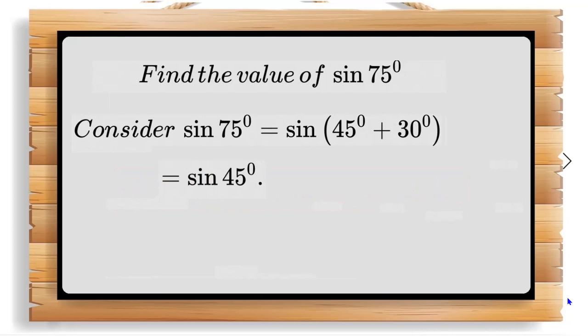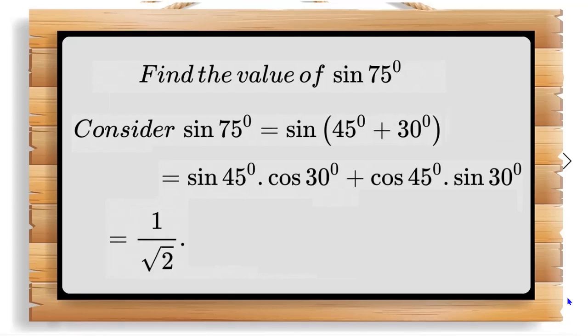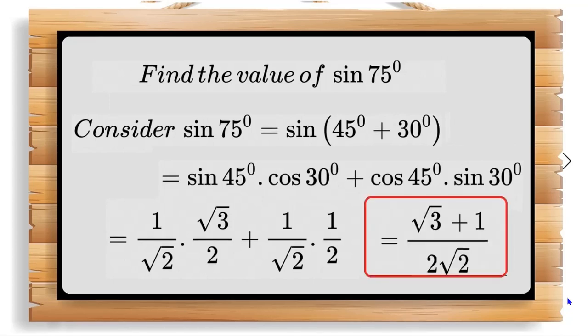And this is equal to sin 45 degrees into cos 30 degrees plus cos 45 degrees into sin 30 degrees. What is the value of sin 45 degrees? 1 by root 2, and cos 30 degrees is root 3 by 2, plus cos 45 degrees is 1 by root 2, sin 30 degrees is 1 by 2. Simplifying this, you will have (root 3 plus 1) by 2 root 2. And this is the method of finding the value of sin 75 degrees.